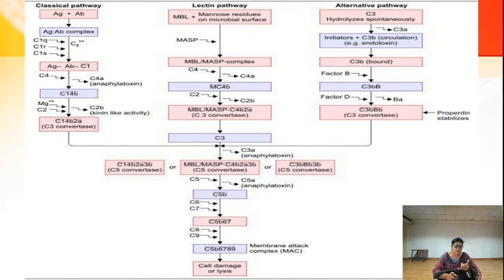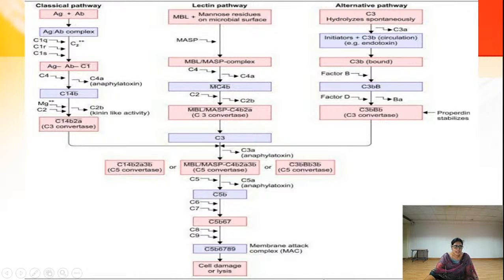And one more point to be remembered is in C2 only C2a is the active part, not the B. C2b is released and it has a kinin-like activity. So 3 points to be remembered in the proteins. C1 has 3 sites, Q, R, S. C4 jumps forward, comes after C1, and C2a is the active site. If you remember these 3 points, you can write about all the complements in order.